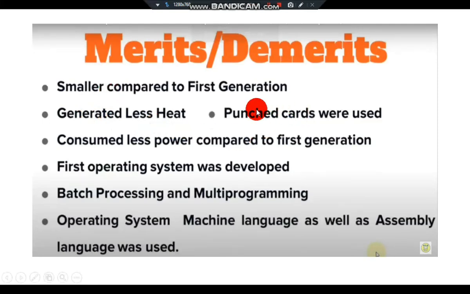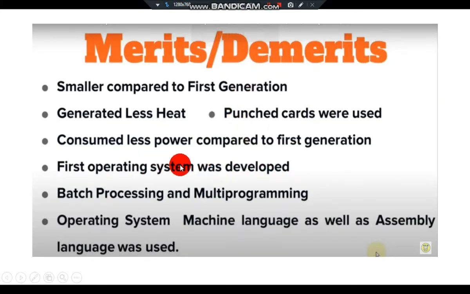And then we use punched cards as the input device. If you want to give input, we can use punched cards to give the inputs to the device. Second generation computers also consumed less power compared to the first generation, so we require only less power to run the computers. The first operating system was developed in this generation only.